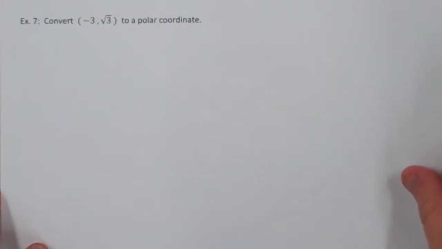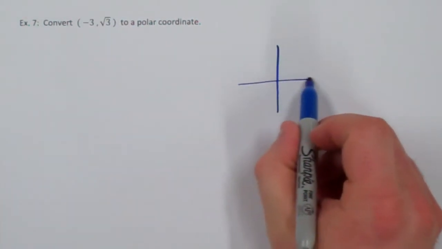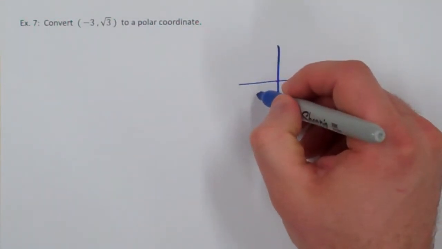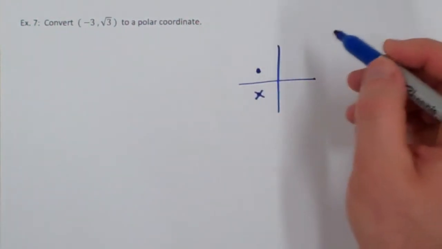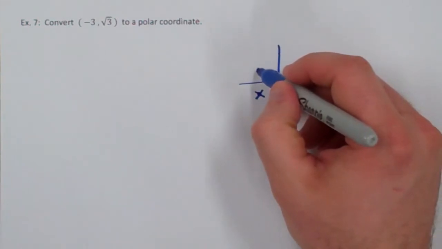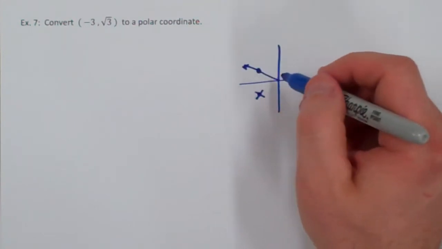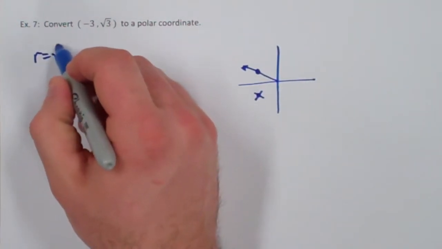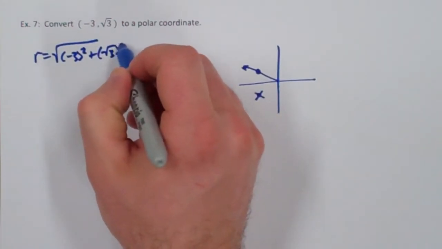The next one is example 7, and we're going to convert this one to a polar coordinate. It's often a very good idea to write out where this thing is. So negative 3 and then up root 3 will be up here. So we're expecting this angle measure to be somewhere between 90 and 180, and then our radius, of course, will be positive. If we take a look at our r value, this is going to be negative 3 quantity squared plus root 3 quantity squared.